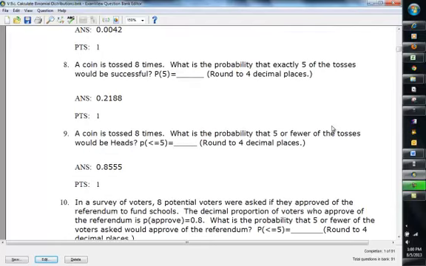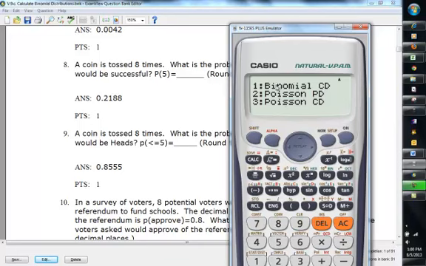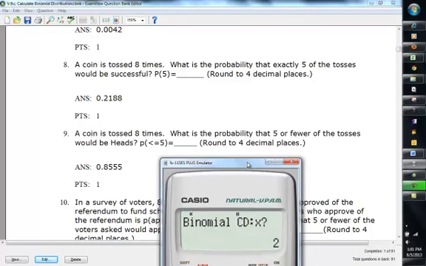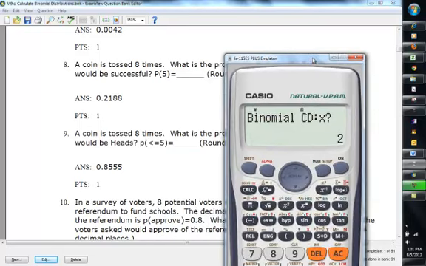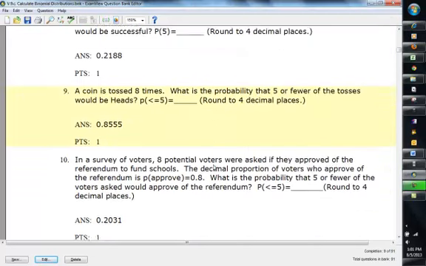Number 9 here. A coin is tossed 8 times. What's the probability that 5 or fewer will be heads? So now when we get our probability distribution, number 3, since it's 5 or fewer, we're going to want to go to a binomial cumulative distribution, and we're going to use the variable. We want the probability of 5 or fewer heads. So 5 out of 8, and each time you have a 50% chance of catching a head, so we get 0.855. Next one.